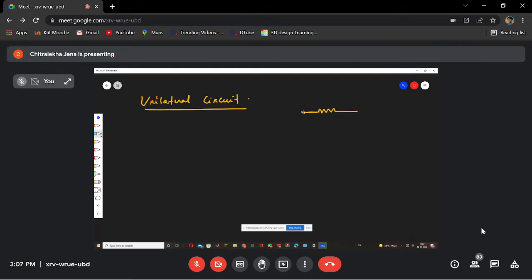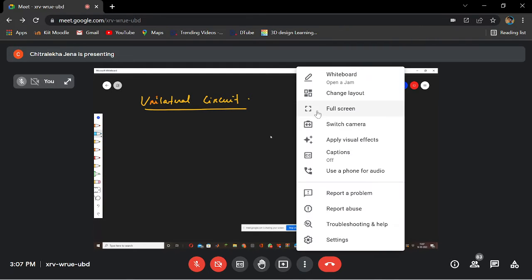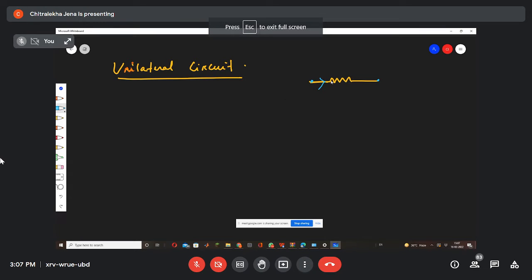Suppose these are the two terminals of that element. The current will flow only from left to right. The current will not flow from left to right. Can you name some element where the current will flow in one direction only? Give me one example where the current will flow in one direction only.